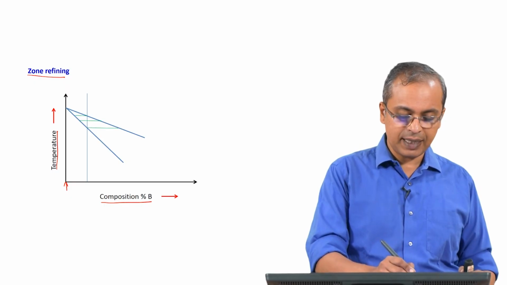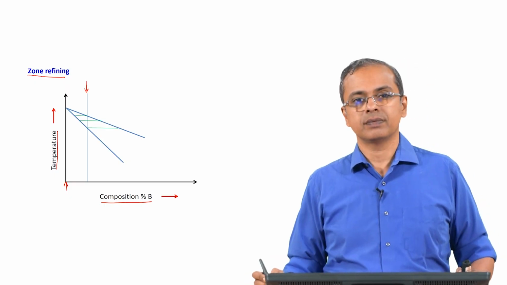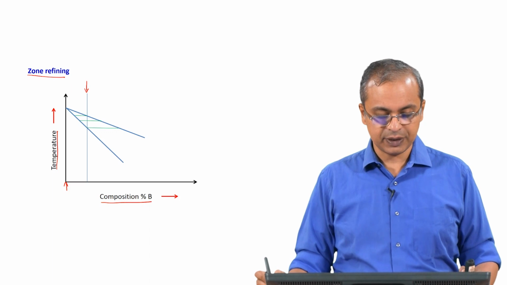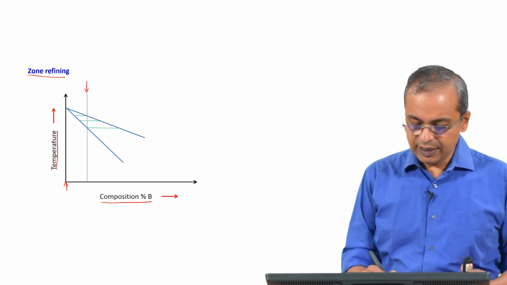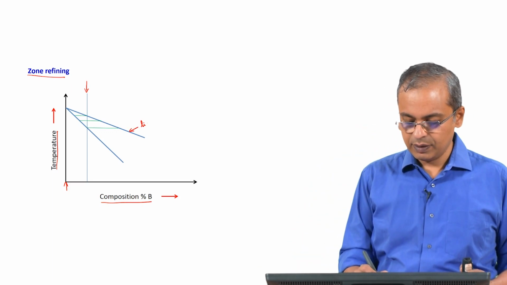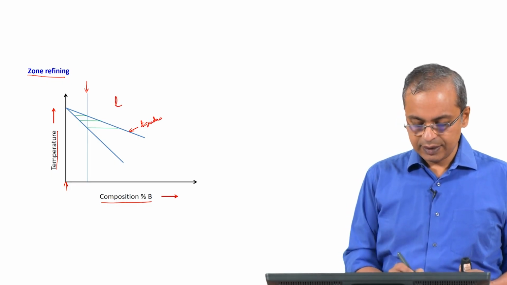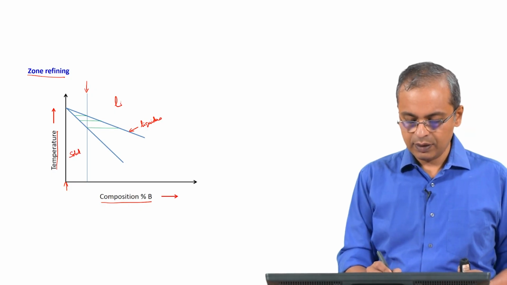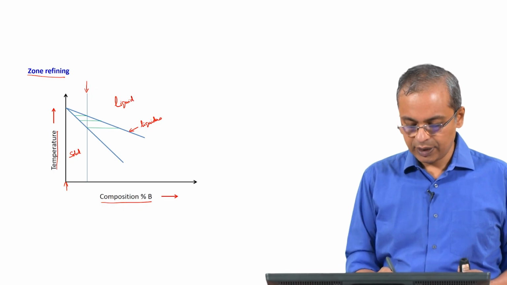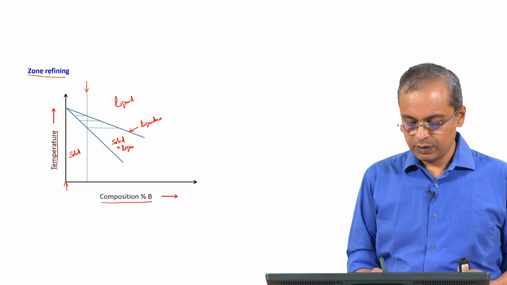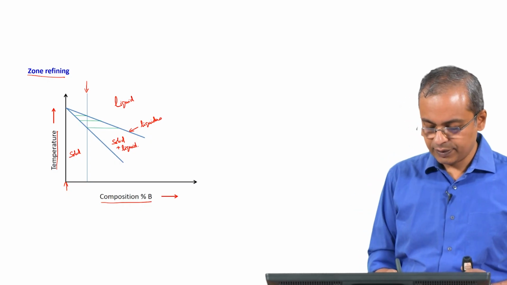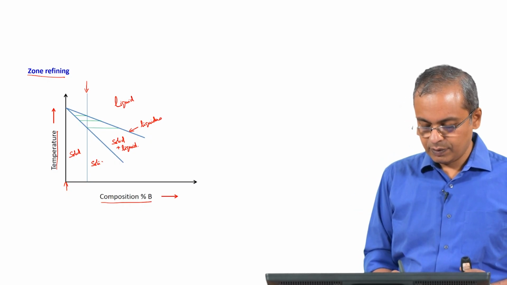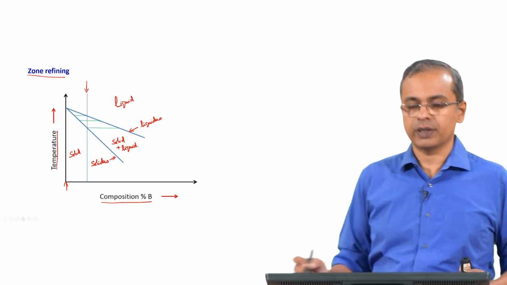Supposing you start with a sample that has this composition, and you start cooling it. So, we call this the liquid. This is the liquid state, this is solid state, and this is solid plus liquid. Okay, and this line is called the solidus.